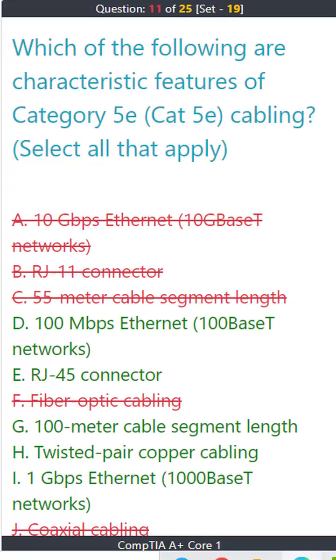The correct answers are D. 100 Mbps Ethernet, 100BASE-T networks. E. RJ45 connector. G. 100 meter cable segment length. H. Twisted pair copper cabling. I. 1 Gbps Ethernet, 1000BASE-T networks.